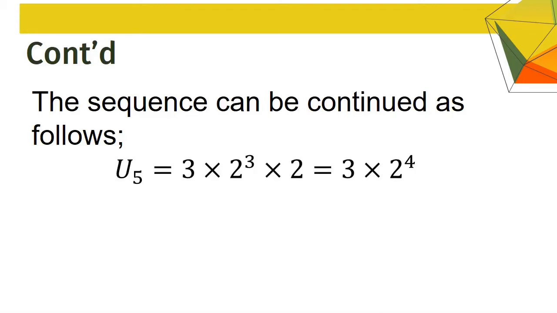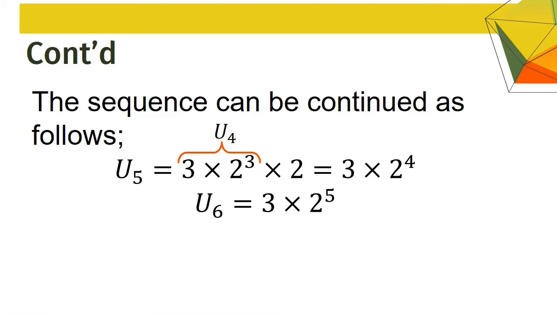And so to find the fifth term, which is represented as u5, the fifth term is given by the previous term, which is the value we had for u4, which is 3 times 2 raised to the power 3, multiplied by the common ratio, which is 2. And that will produce the fifth term to be 3 times 2 raised to the power 4. And so let's look at the pattern in finding the next term. u5 is producing the value 3 times 2 raised to the power 4. What do you think will be the next term, which is u6? u6 will be given by 3 times 2 raised to the power 5.